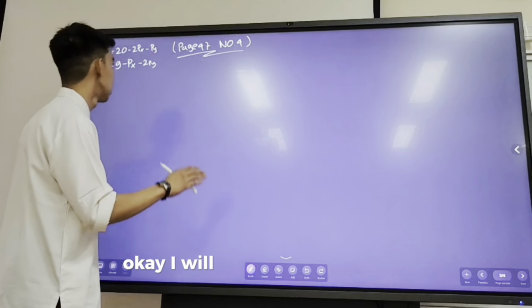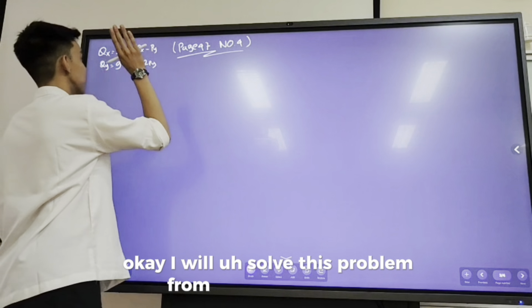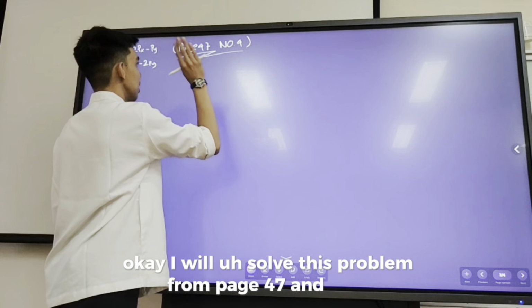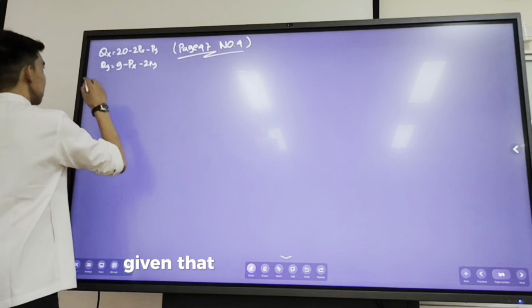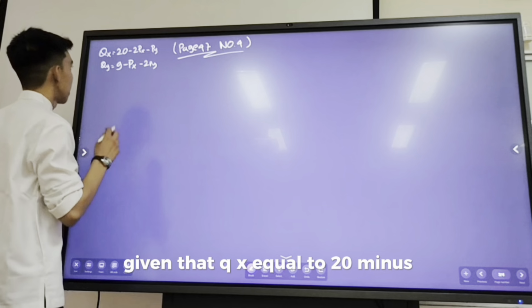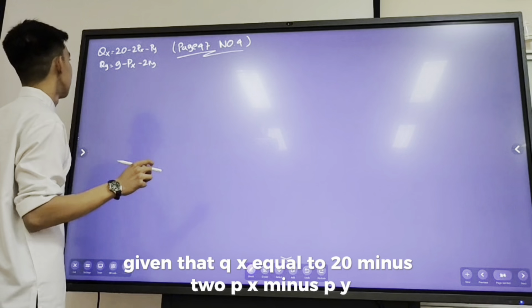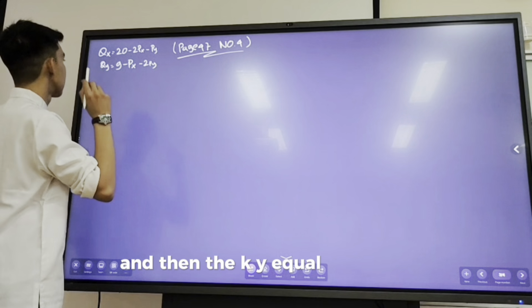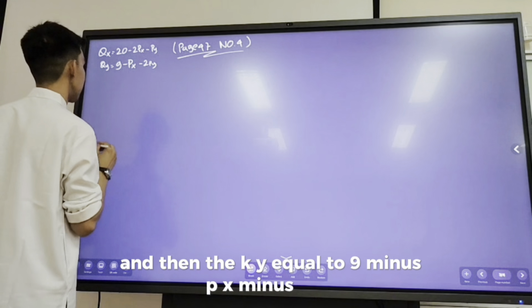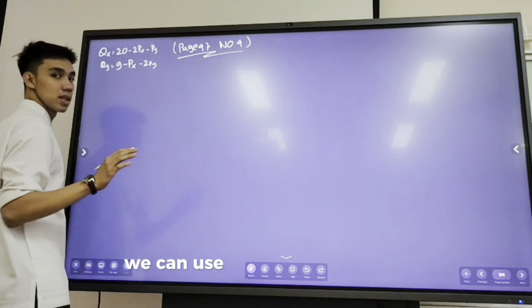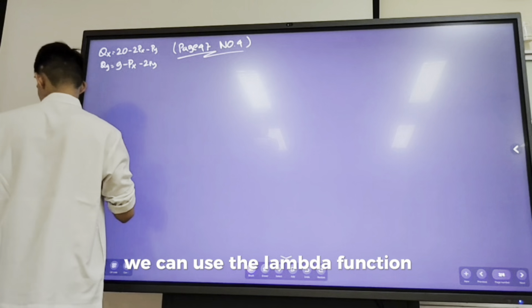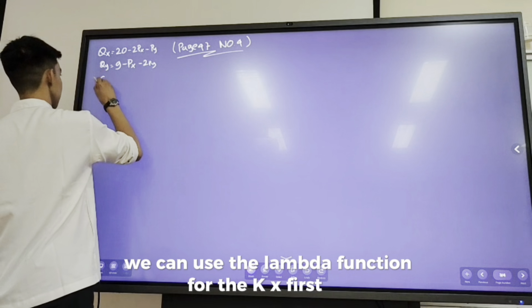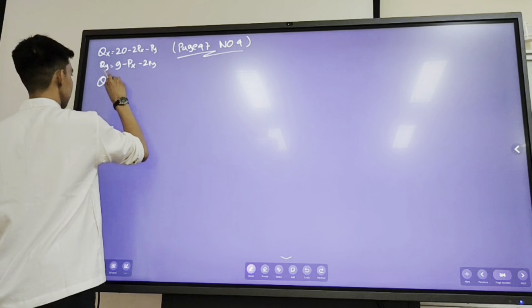Okay, I will solve this problem from page 47, number 4. Given that qx equals 20 minus 2px minus py, and qy equals 9 minus px minus 2py. We can use the lambda function, for the key x first.